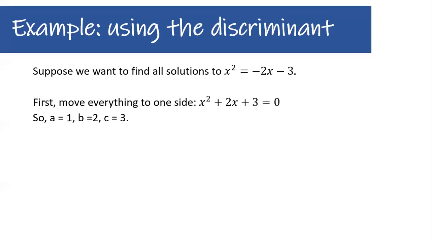So here we're going to move it all to the left side. So we'll end up with x squared plus 2x plus 3 equals 0. If you had moved it to the other side, no harm, no foul. Your signs will all be opposite, but they'll all balance themselves out.